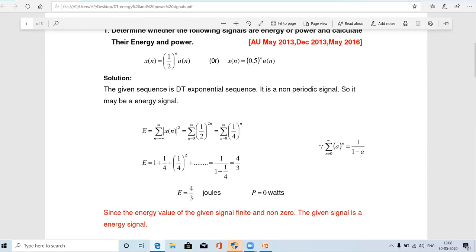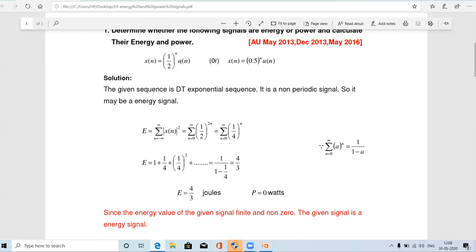So we are going to calculate the energy. What is the energy formula? The energy of a discrete signal is not an integration, it's a summation. It's a very important thing. So it is the summation of n equal to minus infinity to infinity of x of n the whole square. But here the given signal x of n is 1 by 2 to the power n multiplied with u of n. As I already told, u of n is the discrete unit step.